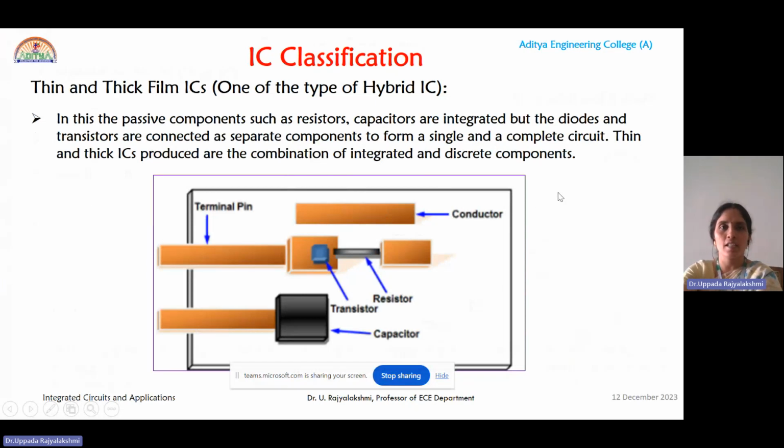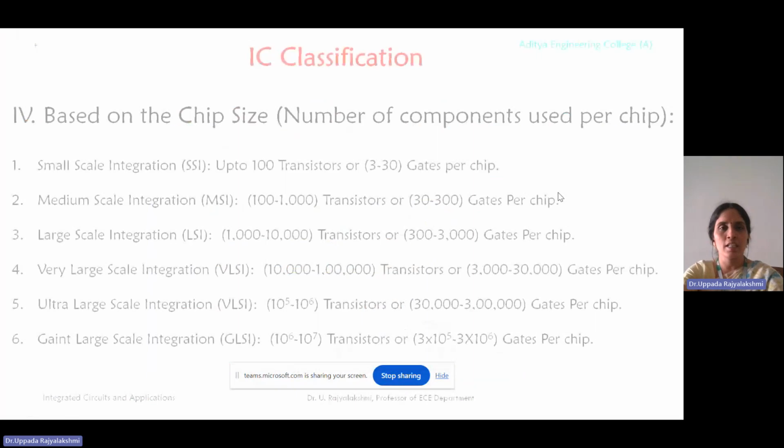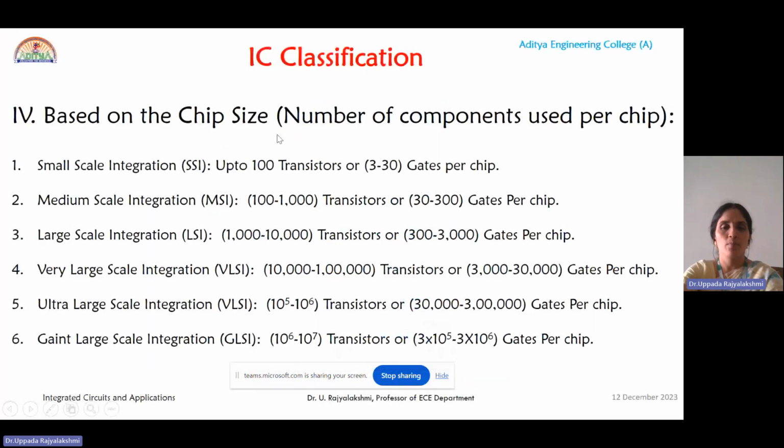So now we discussed the classification of IC based on signal type. Second one is based on packages. Third one is based on fabrication. And fourth one is based on the chip size. So chip size is nothing but the number of components used per chip. For example, if you are using 100 transistors or 3 to 30 gates per chip, it's stated as small scale integration. And for example, instead of 100, if you use up to 1000 transistors or 30 to 300 gates per chip, it is medium scale integration.